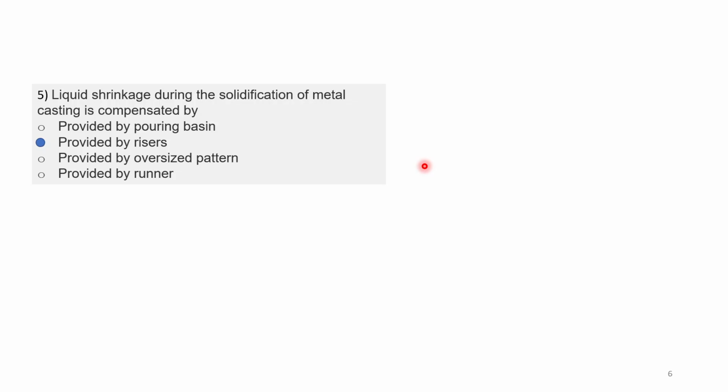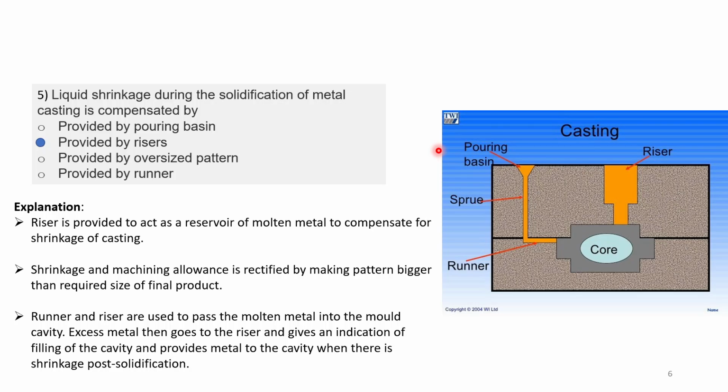Okay, so liquid shrinkage during the solidification of metal is always compensated by the riser, and the oversized pattern compensates the solid shrinkage. After solidification, whatever shrinkage there is is compensated by the oversized pattern. Okay, so the riser is provided to act as a reservoir of the molten metal to compensate for the shrinkage of the casting.